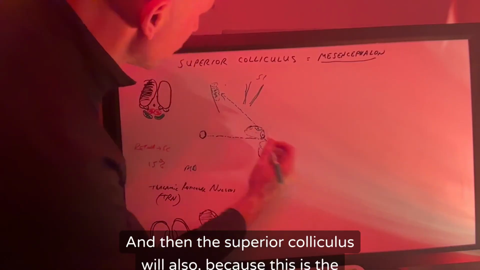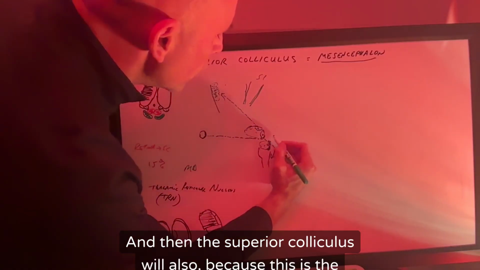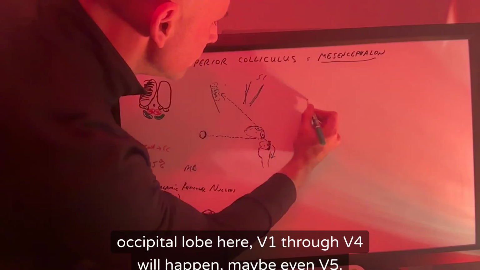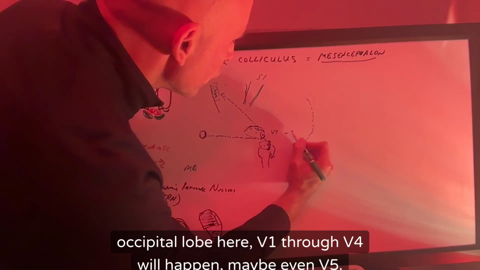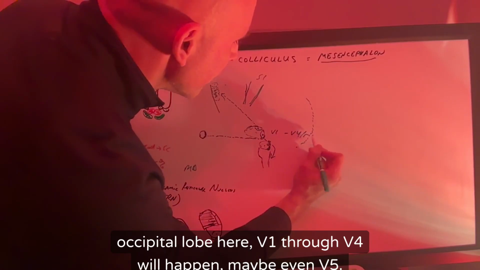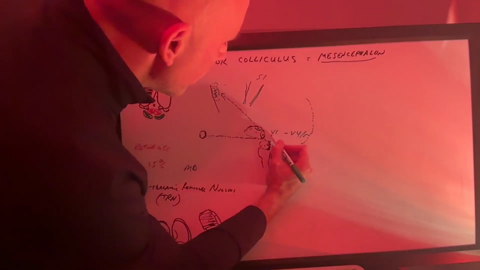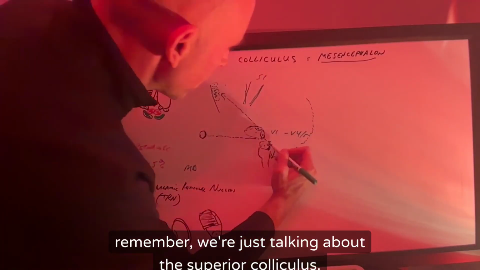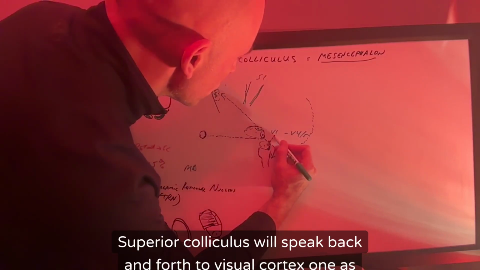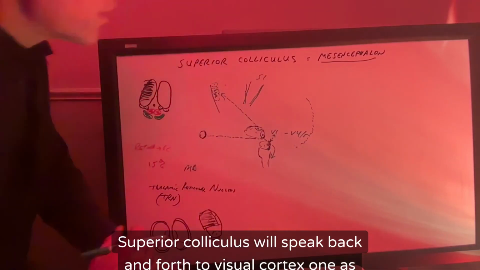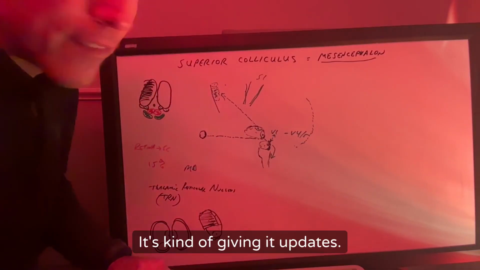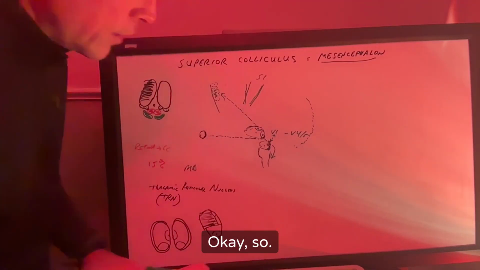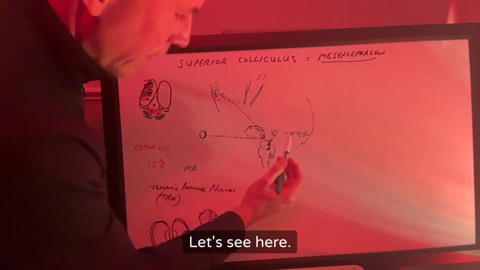And then the superior colliculus will also, because this is the occipital lobe here, V1 through V4 will happen, maybe even V5. So remember, we're just talking about the superior colliculus. Superior colliculus will speak back and forth to visual cortex 1 as well. It's kind of giving it updates. And this is happening fast as well.